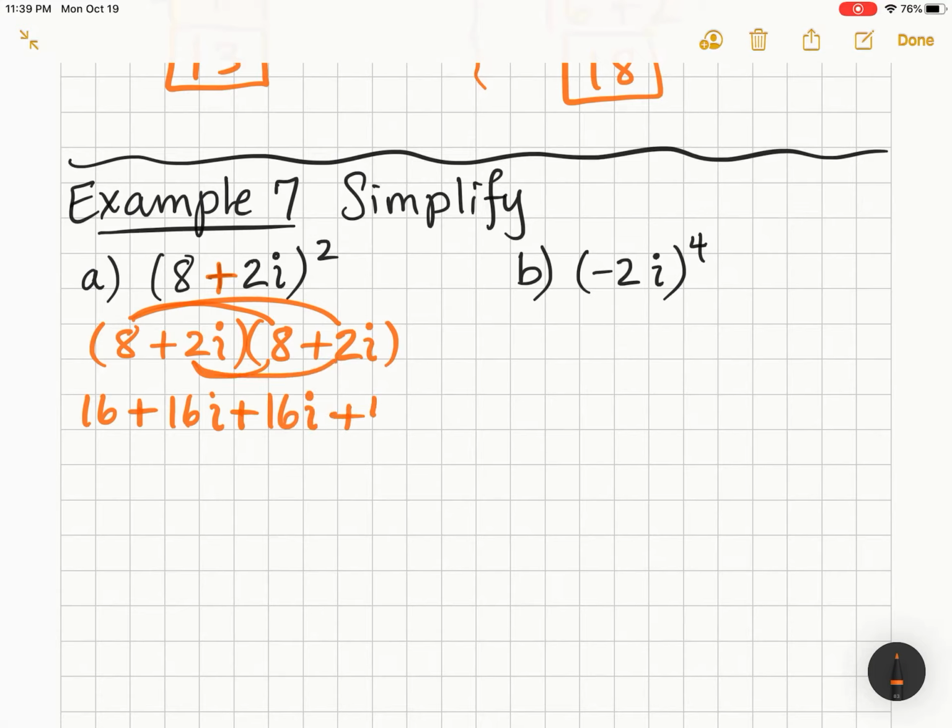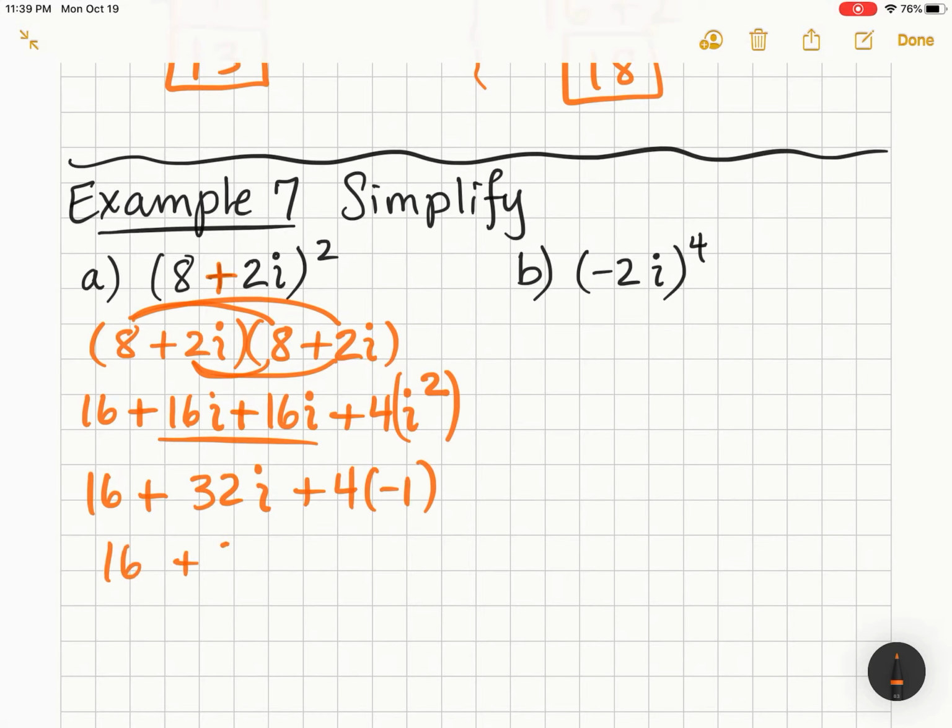And last, be careful. 2 times 2 is 4, and i times i is i squared. So the i squared is going to become a negative 1. And notice here, these are like terms, so we get 32i. We got 4 times negative 1. So now we can combine our like terms. And we get 12 plus 32i. And it's in a great order, so I'm going to box that up.